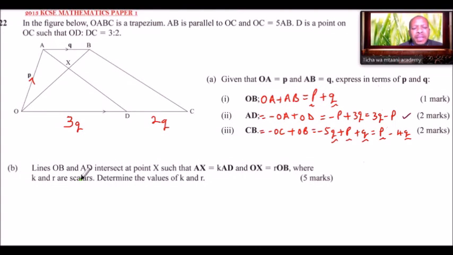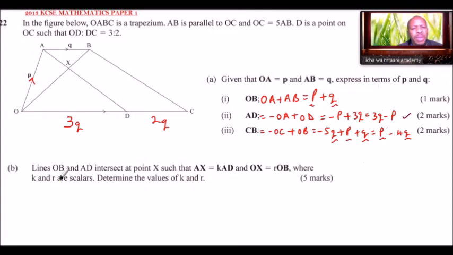Part B of this question, we are told lines OB and AD intersect at X. So this is our OB and this is our AD, they intersect at X, such that AX is equal to KAD and OX is equal to ROB, where K and R are scalars or constants in that case. Determine the values of K and R.